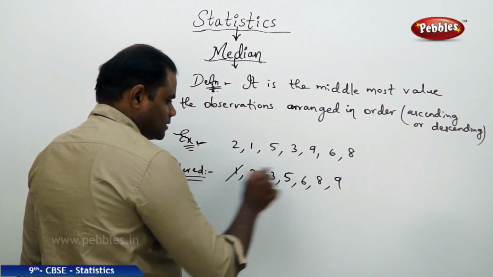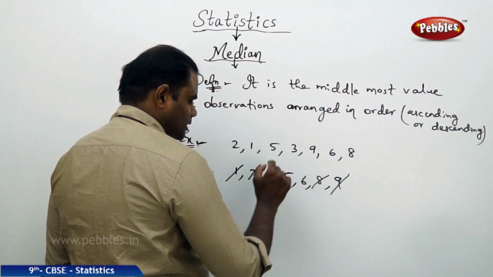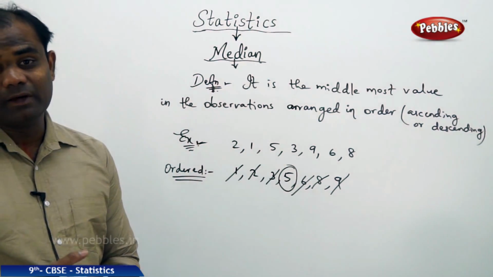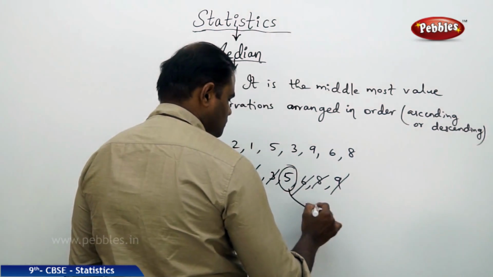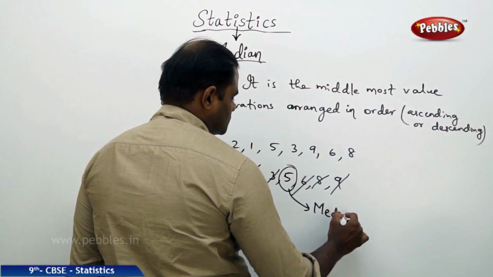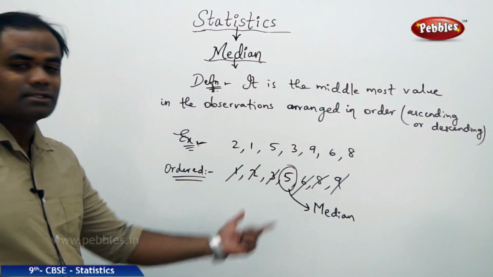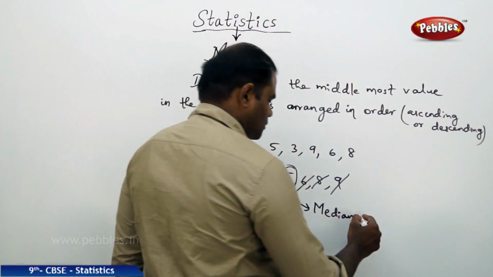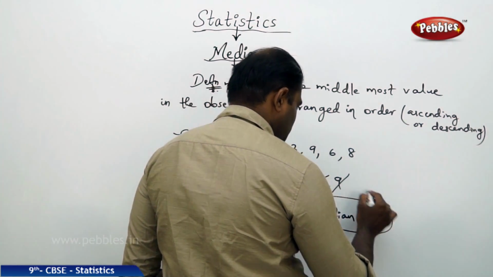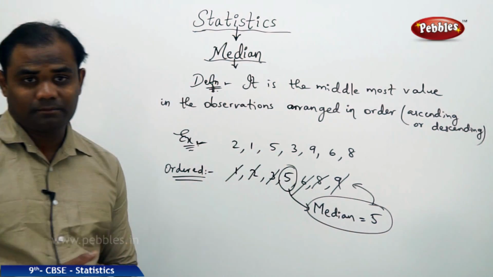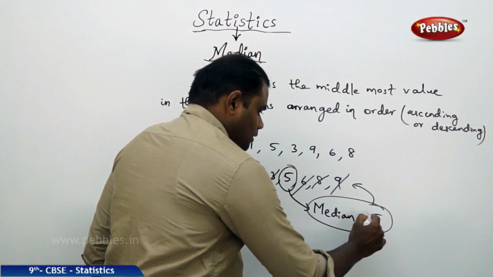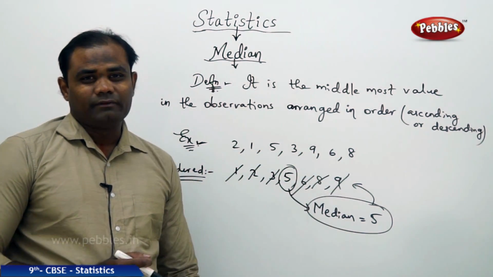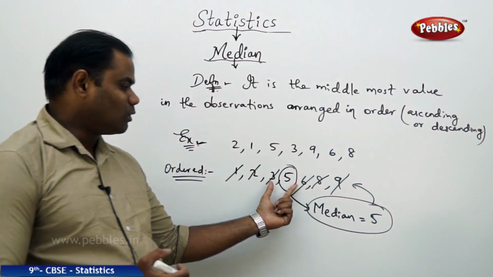I try to strike the first and the last, the second and the second last, third and the third last, then finally whatever is left is the middle value. So here this is the median because it is the middlemost value. So when I start striking, the middle value is called median. So for this problem, the median is 5. Now here, if we count the number of observations, 1, 2, 3, 4, 5, 6, 7, when there are 7 observations, then there's only one middle value.